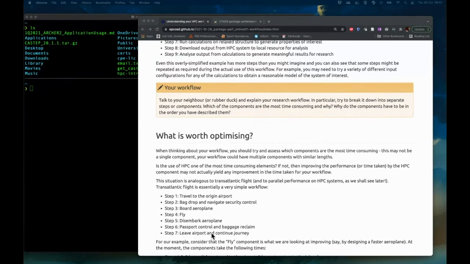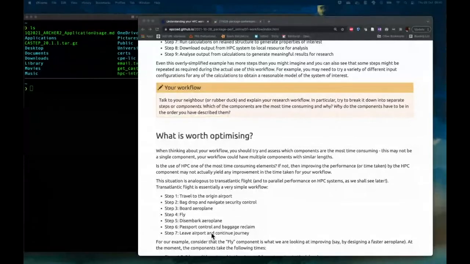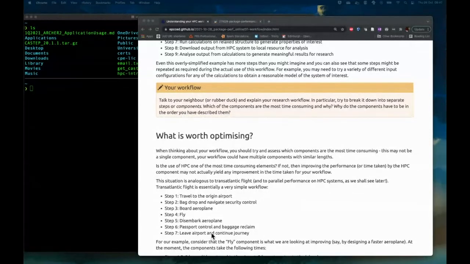Sorry, this is a bit UK biased for people who aren't in the UK, in that you're often flying from the UK to the US. But that is a workflow in some sense. There's a number of steps. You travel to the origin airport, you drop your bag and navigate security control. You board the airplane and sit about for a while. Then you actually do the flying bit, travel to your destination, disembark, passport control and baggage reclaim, and you leave the airport to continue the journey. In our example, we're going to consider the flying component as the part we're looking at improving.